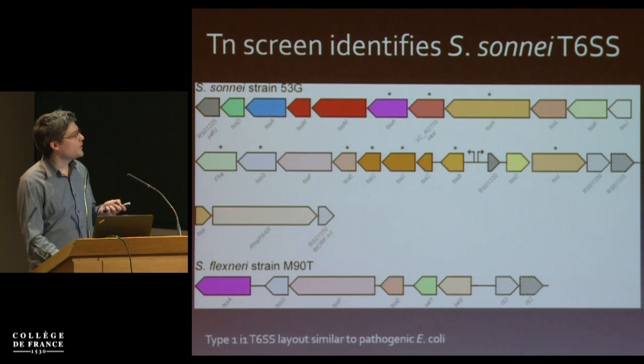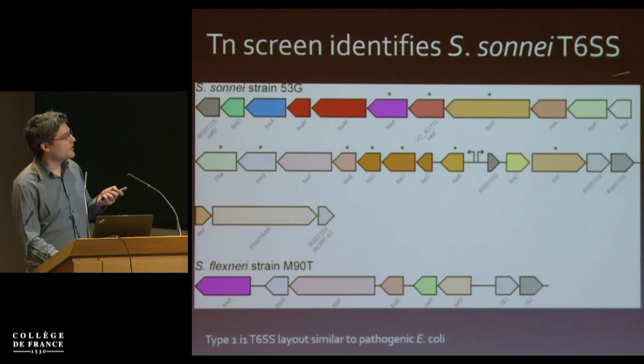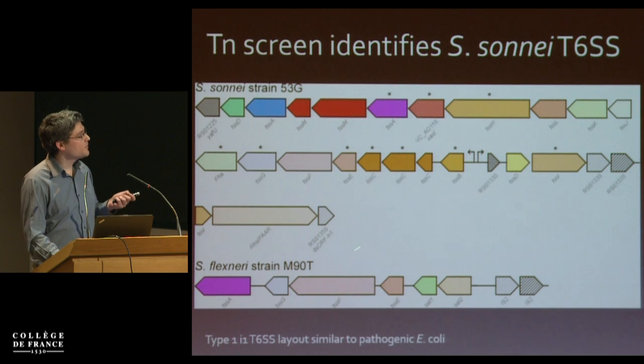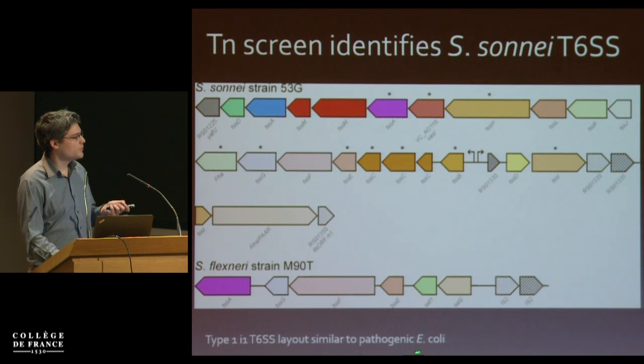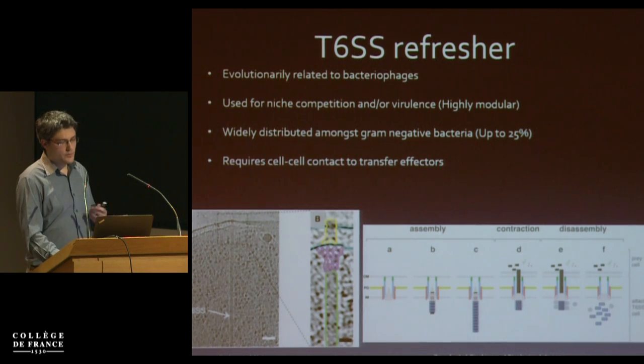And when we looked to see whether or not this genomic island would be present in Shigella flexneri, we found what appear to be the remnants of a type 6 secretion system. So this is in the same genomic location, but instead of having the full complement of genes, we only see around 6 remaining genes. And the type 6 system found in sonnei is most similar to that found in pathogenic E. coli.